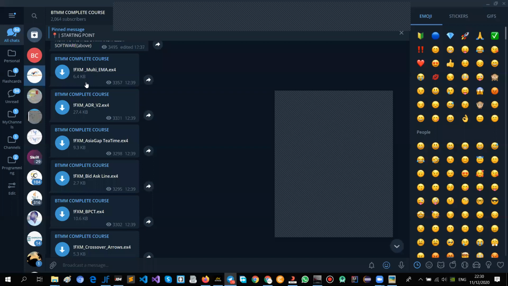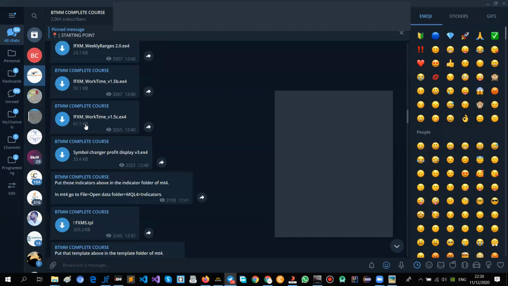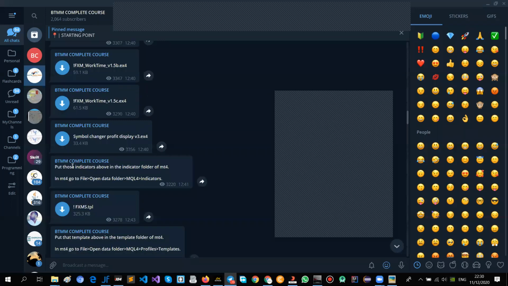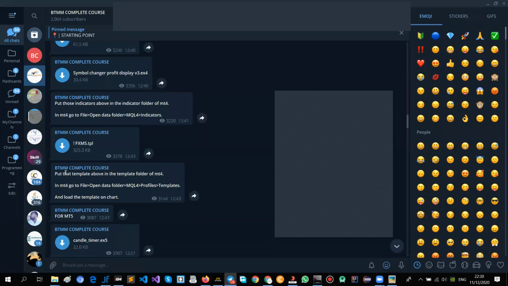Then you just take them and paste them into the indicators folder for your broker or for your MT4. The instructions are here. Put those indicators in the indicator folder of MT4. Everything is here. It's really simple, guys. Then this is the template, and the instructions also follow. Then for MT5, the same thing. The indicators are here, guys.